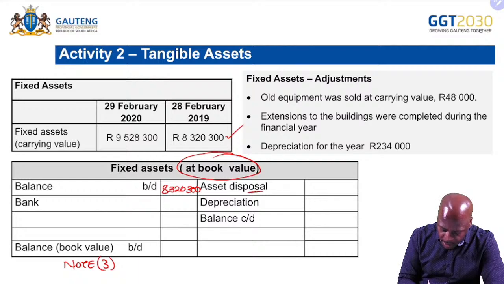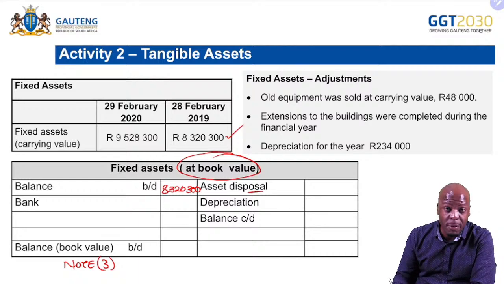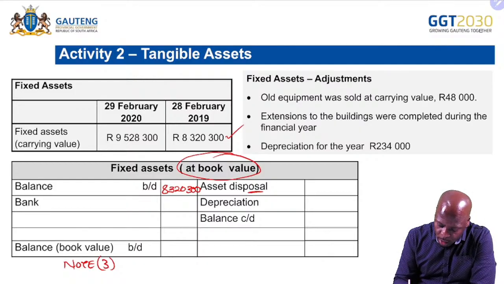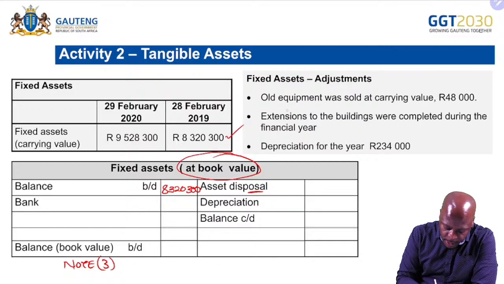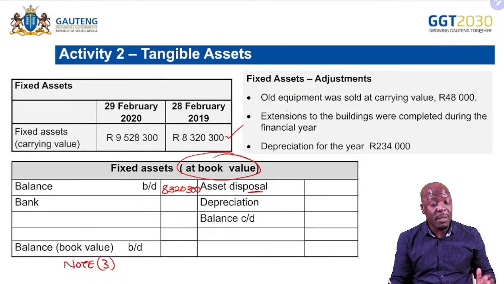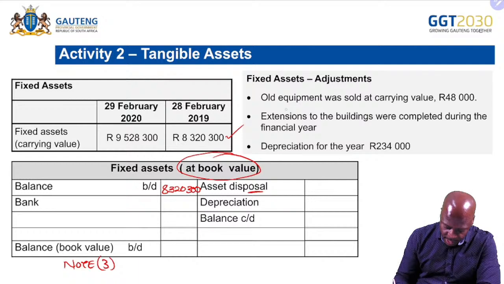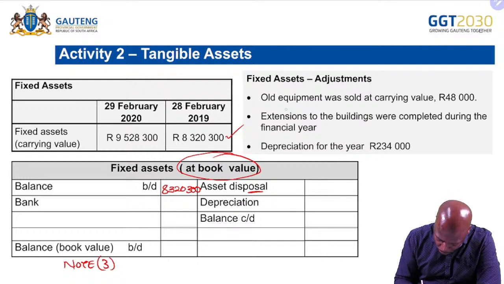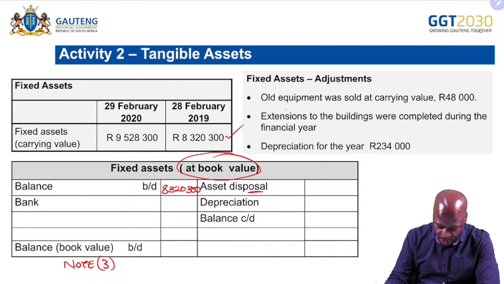Asset disposal. That means, did I dispose of any asset during the financial year? They should have told us. Old equipment was sold at carrying value 48. That means I bring my 48,000 here. Depreciation. Why would depreciation come into this account? Because this is a fixed asset account at book value. If it was at cost, depreciation must never be seen in here. But because it is at carrying book value, I can bring in my depreciation. And my depreciation is 234,000.